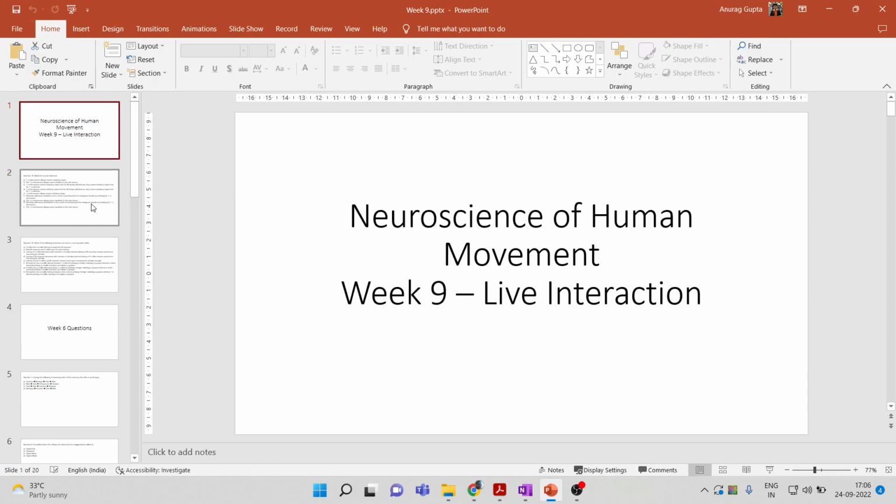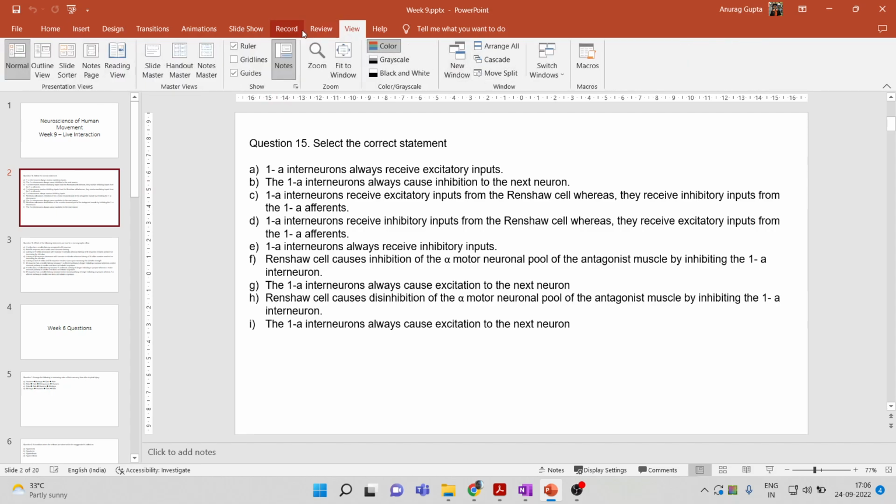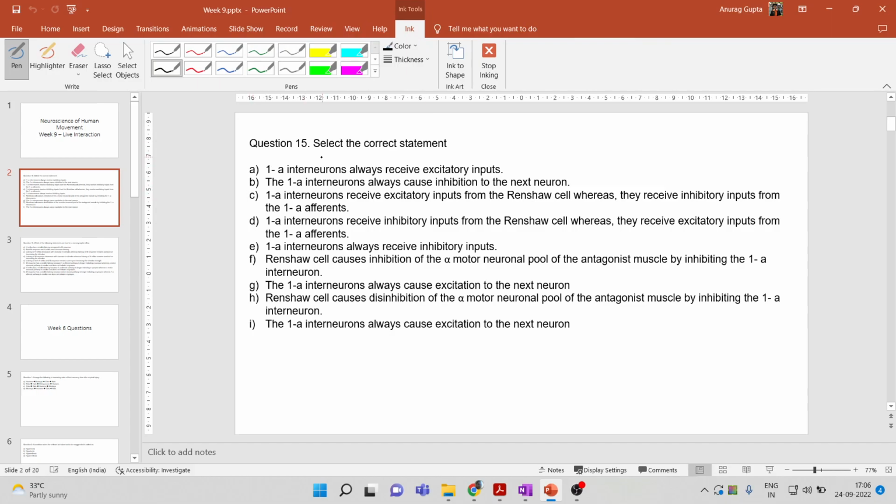So last week we had stopped at question number 15, and we were discussing week 5 questions. So it was towards the end of week 5 questions. Select the correct statement. 1A interneurons always receive excitatory inputs.